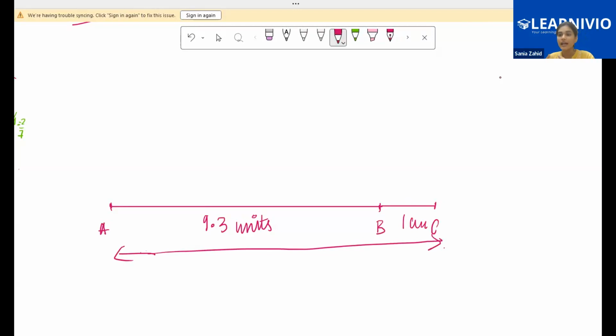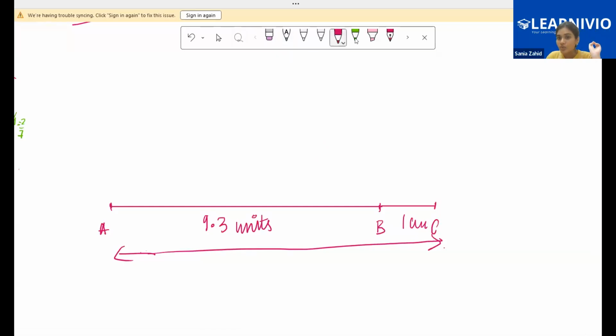So children, whenever I have to bisect a line, what is the process of bisecting a line? You take your compass, you insert your pencil in your compass, and now you keep, first of all, everybody's compass is ready. Yes, ma'am. And everybody has this line AC with them. Quickly respond. Yes, ma'am.